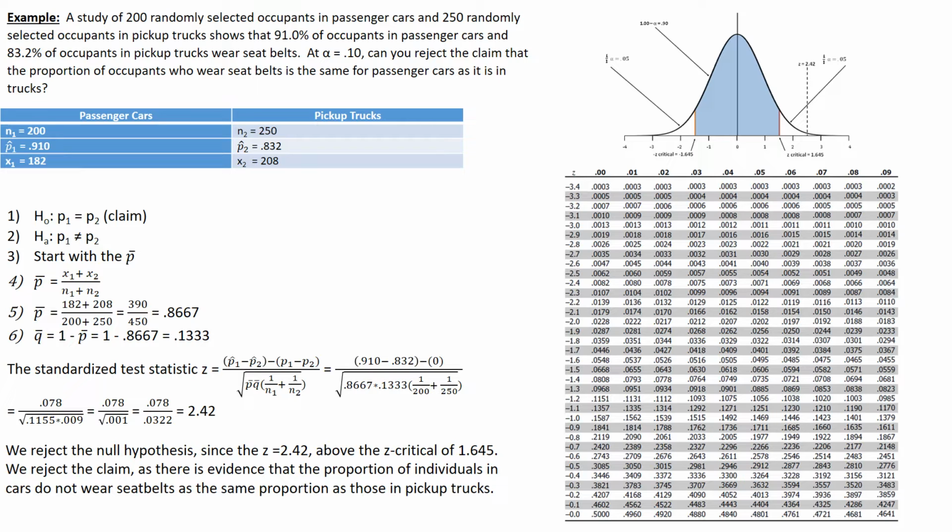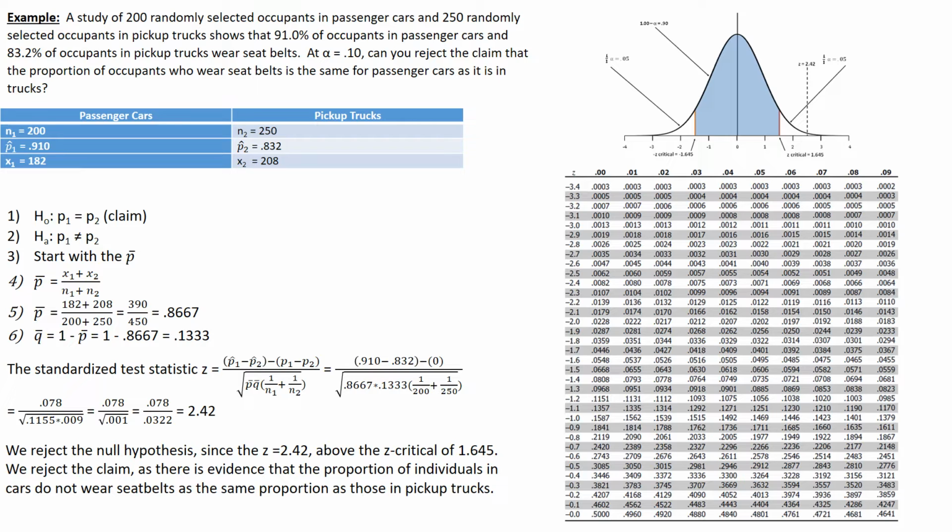A study of 200 randomly selected occupants in passenger cars and 250 randomly selected occupants in pickup trucks shows that 91% of occupants in passenger cars and 83.2% of occupants in pickup trucks wear seatbelts. So it's a percent, so I know it's a proportion. And alpha equals 0.10. Can you reject the claim that the proportion of occupants who wear seatbelts is the same for passenger cars as it is in trucks?